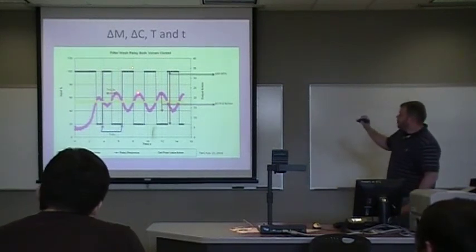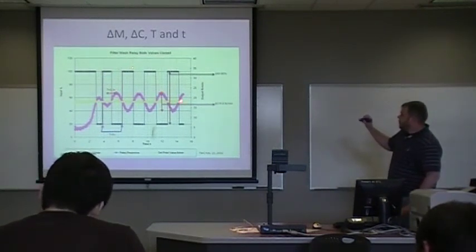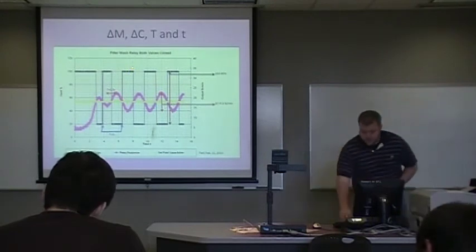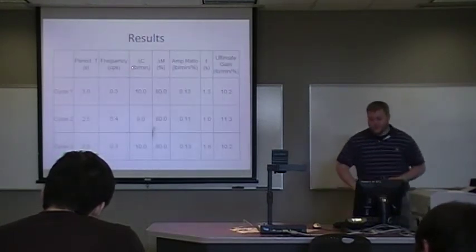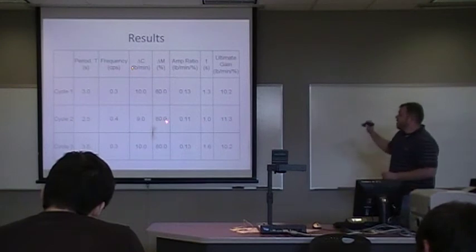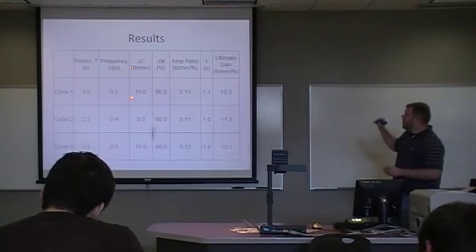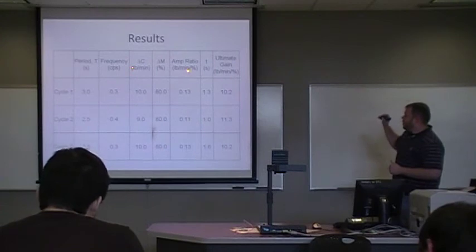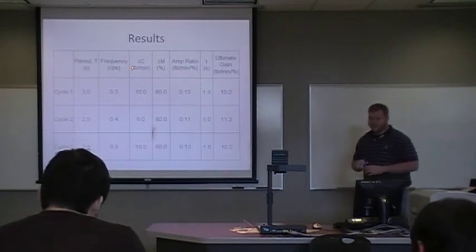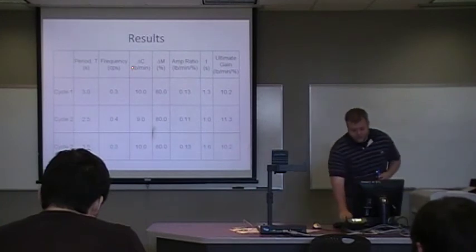This part here is 1, this is 2, this is 3. The cycles are pretty close to each other for the period, the frequency, obviously the manipulated variable is the same, but the amplitude ratio and the gain and the time shift were pretty similar. I'll show the uncertainties on the next.